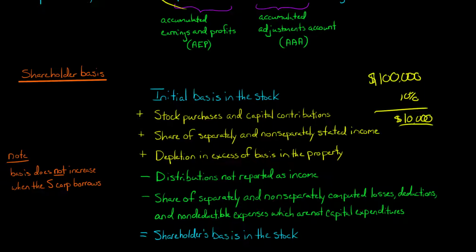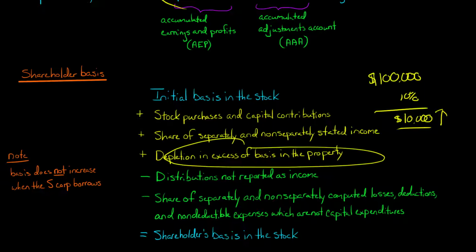So the $10,000 would be your share of the S corp's income. You're going to be taxed on that. It's going to flow through to your return, but that's also going to increase your basis. You paid tax on it, so now you get a higher basis. That's what I'm talking about right here with the share of income. Your pro rata share of income is going to increase your basis in the stock. And then if there's any depletion in excess of the basis in the property, that would increase your basis in the stock.